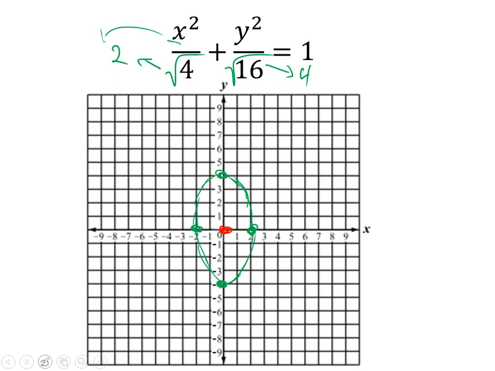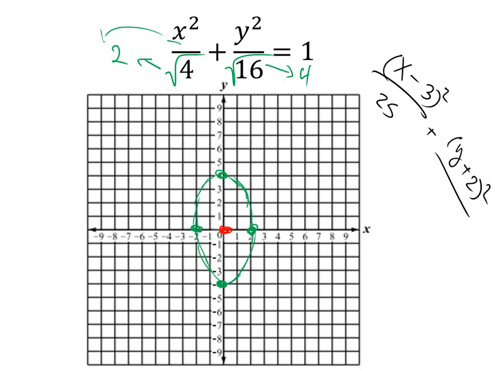And so let's do another example here. So let's say we have (x minus 3) squared all over, let's try to keep it nice, 25, and we're going to add that to (y plus 2) squared all over, let's go 1, is equal to 1. Okay. And so what you'll do first thing is that you will go to your center, which in this case will be at 3, comma negative 2.